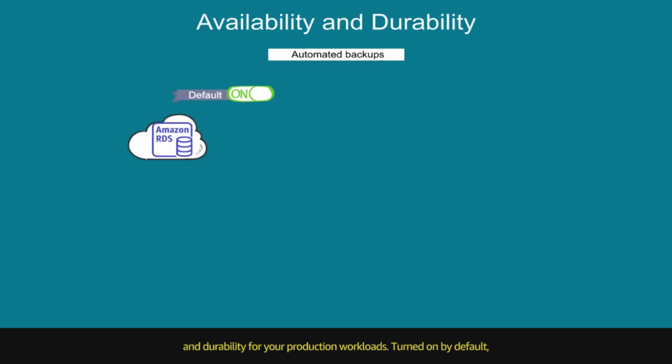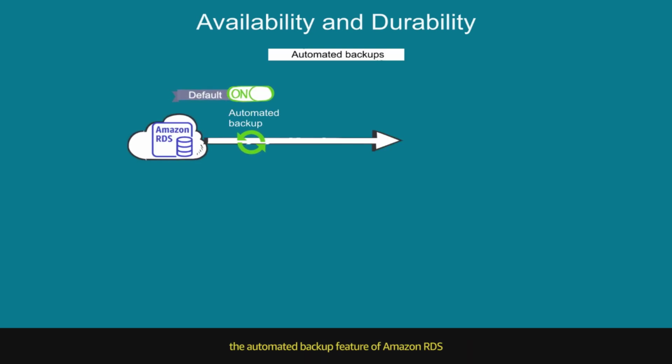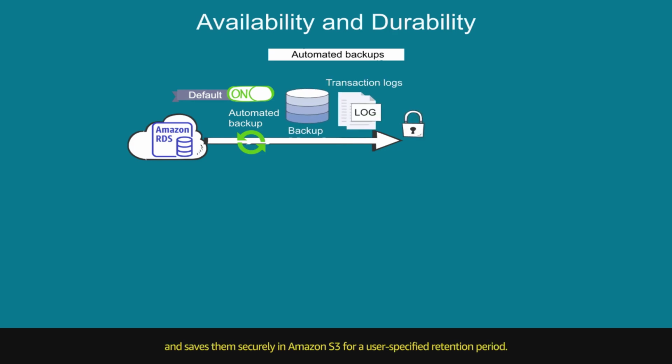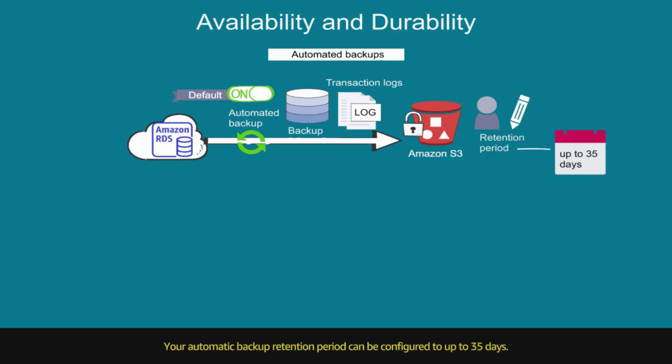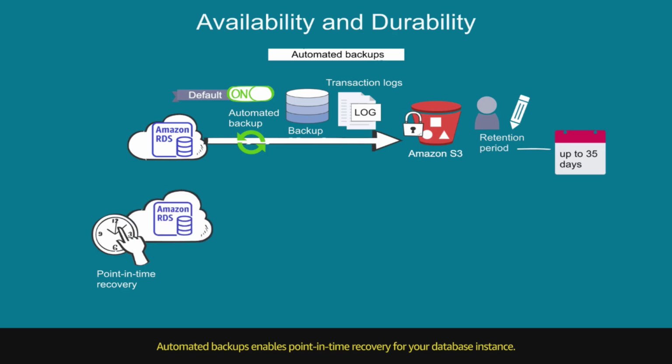Amazon RDS also offers features to enhance availability and durability for your production workloads. Turned on by default, the automated backup feature of Amazon RDS will back up your databases and transaction logs and save them securely in Amazon S3 for a user-specified retention period. Your automatic backup retention period can be configured up to 35 days.